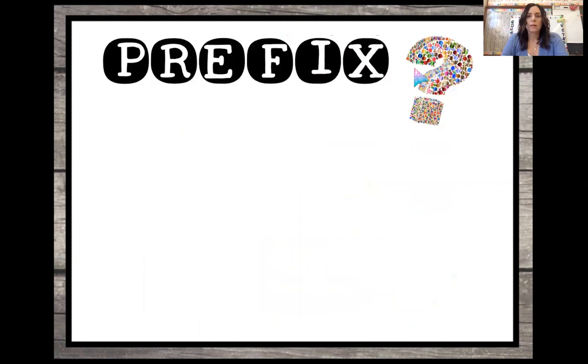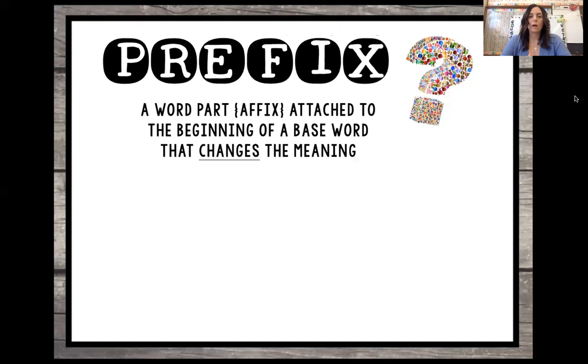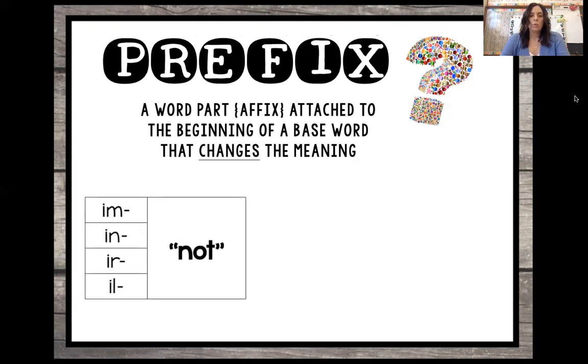So first we have to talk a little bit about what exactly is a prefix. A prefix is a word part or an affix which is attached to the beginning of a base word, and the prefix actually changes the meaning of the base word. So these four prefixes, im, in, ir, and ill, all mean not. So let's see if we can look at an example. Today we're going to specifically be looking at these two prefixes, ir and ill.